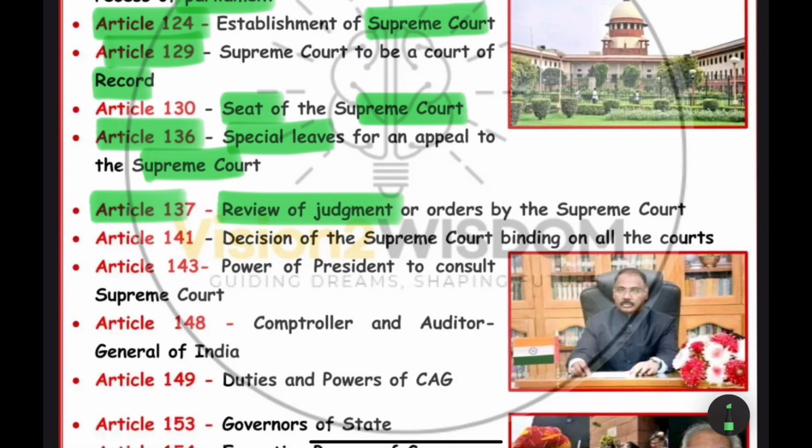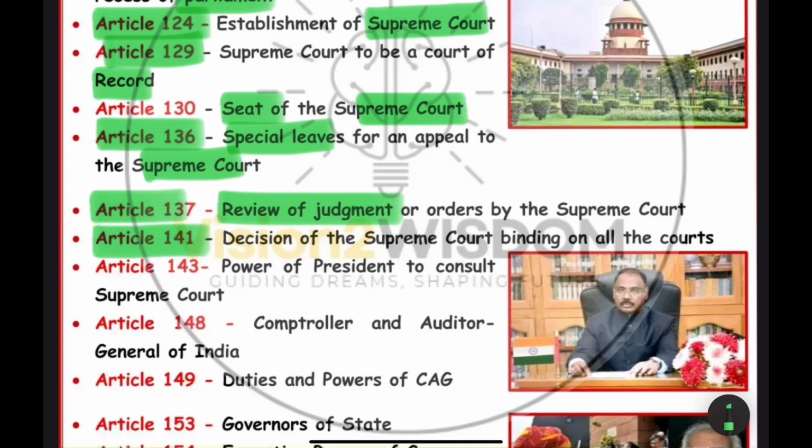Then Article 141 says the decision of the Supreme Court is binding on all courts, which implies that the Supreme Court is the supreme authority in the court hierarchy. If the Supreme Court gives any verdict on any particular issue, no other court can challenge it. So ultimately the Supreme Court is the supreme authority. That is Article 141.